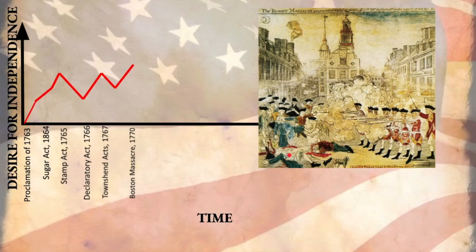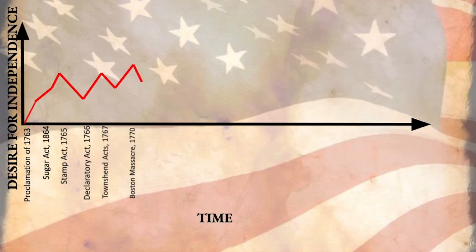Crispus Attucks is the first one to die, a freed escaped slave. So Paul Revere takes an opportunity to make a lot of propaganda. It is circulated throughout the colonies, and the colonists are mad about the Boston Massacre. But then after a while, again, things go down.